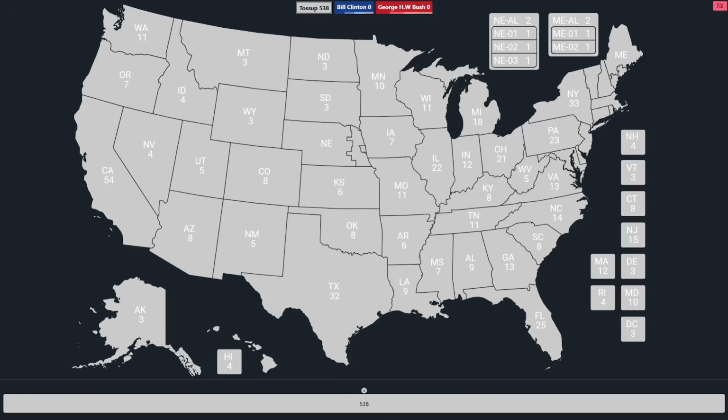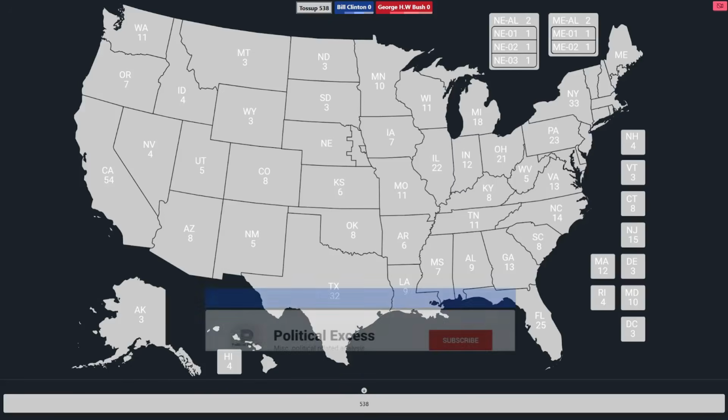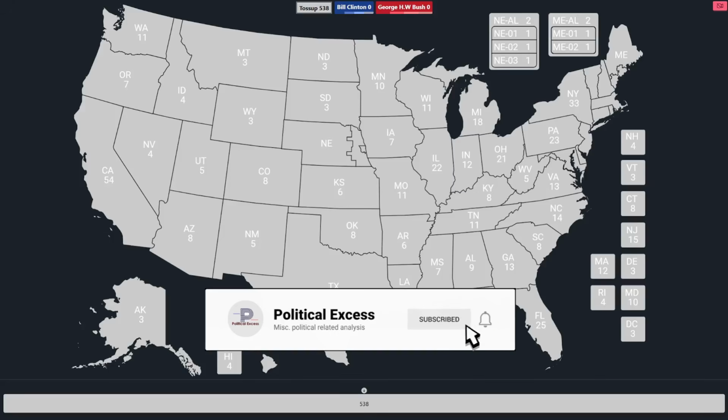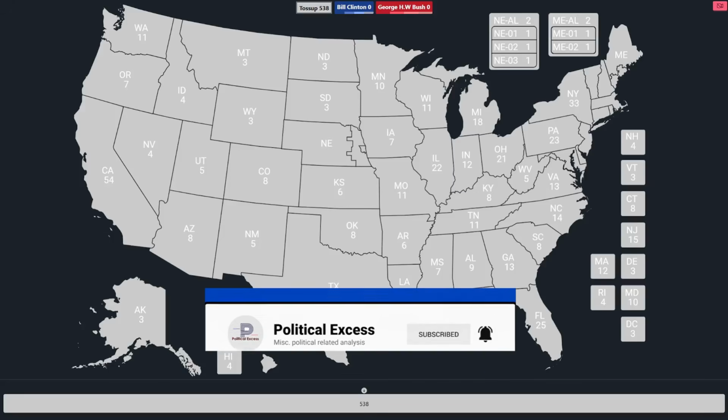Today, we're going to count down the margin in each state in the 1992 presidential election. As always, we'll go from the widest to the narrowest. But first, let's get a quick refresher.